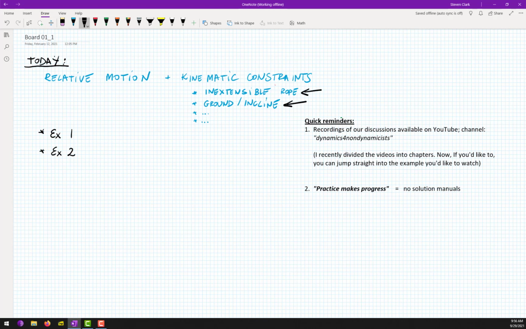If we see such things in a mechanical system, we basically have to replace them with reaction forces acting on the system. For example, ground will be replaced with a normal force. An inextensible rope we will replace with tension in the cable. Today I think it will be a very easy discussion, because I'm just going to classify things you already know, and we're going to do two examples, example number one and example number two.